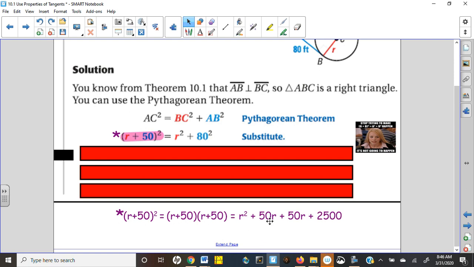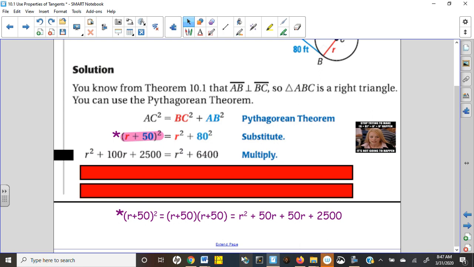And then you can combine the 50 R's to make 100 R. So this is what we would end up with: R squared plus 100 R plus 2500. A lot of people just square the 50 and the R, and this is what they get. And then those R's cancel out, which happens on the next line, and you have 2500 equals 6400, which is never true, and you get confused.